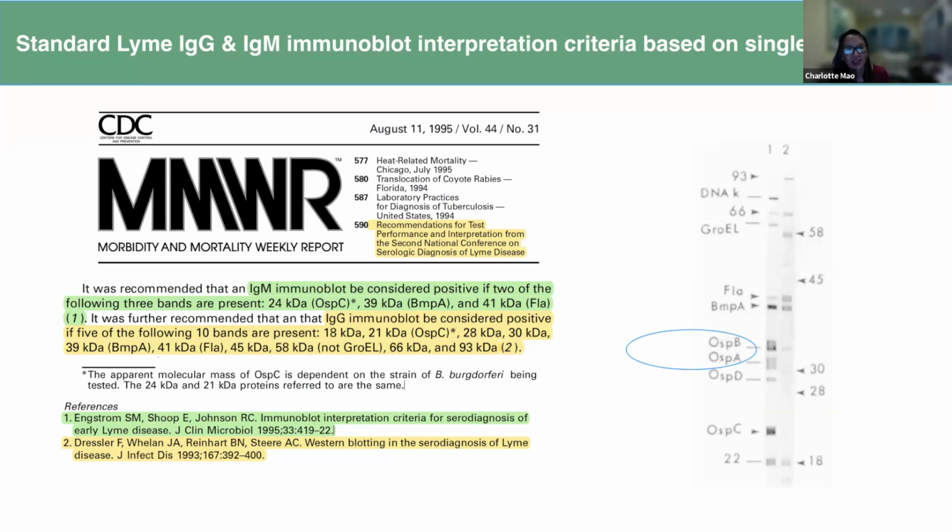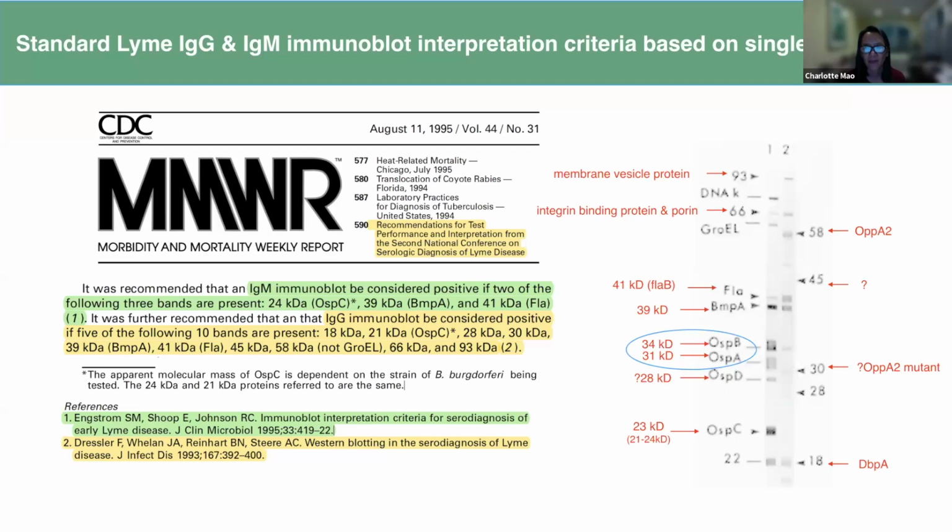And what is surprising is that actually the interpretation criteria for IgG and IgM each are based on only a single study. You can see highlighted in green is the study that serves as the basis for the IgM immunoblot criteria, and in yellow, the study that serves as the basis for IgG immunoblot criteria. And on the right is shown an example of an actual blot where the different so-called bands can be seen on a blot. And these actually represent antibodies to different proteins of the organism.